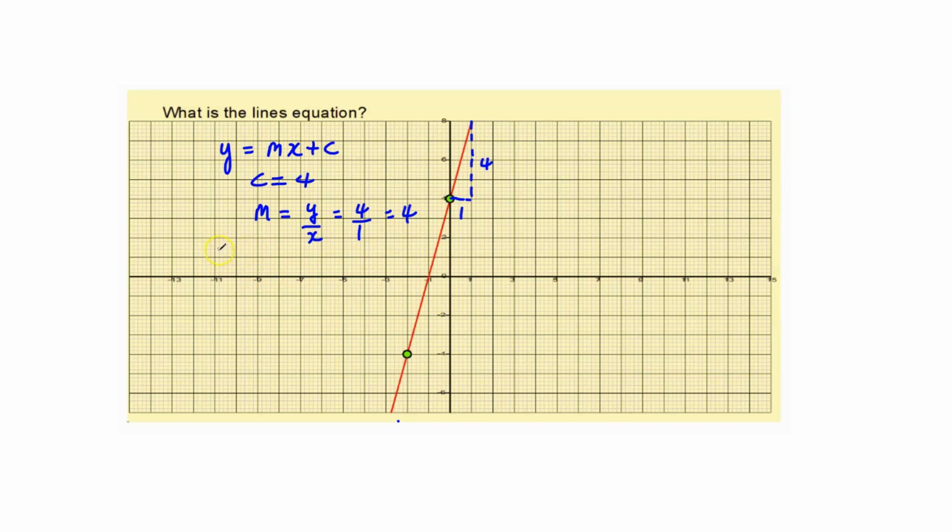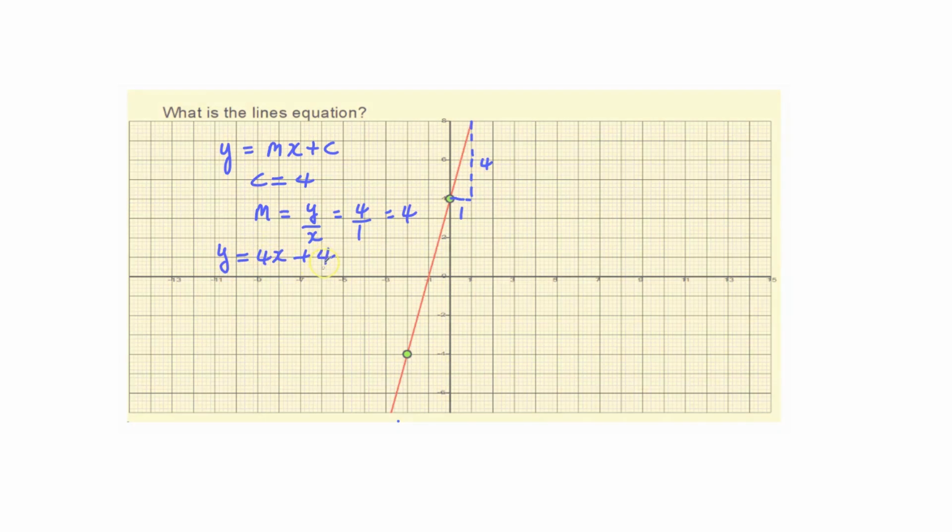So we can write the equation then as y is equal to m, which is 4, and then c is 4. So the equation of the line is y equals 4x plus 4. So here the gradient is 4 and the y-intercept is 4.